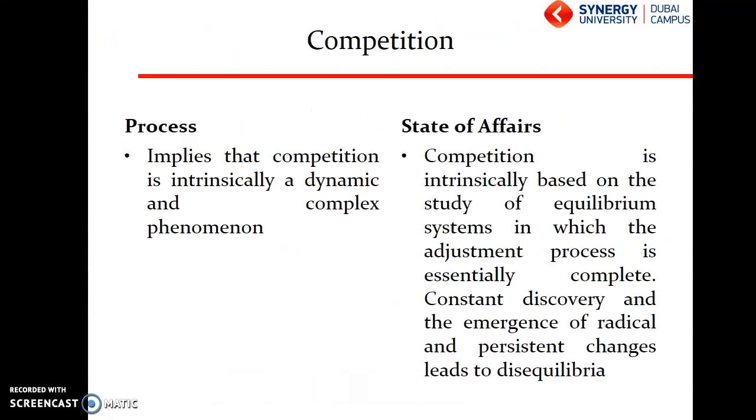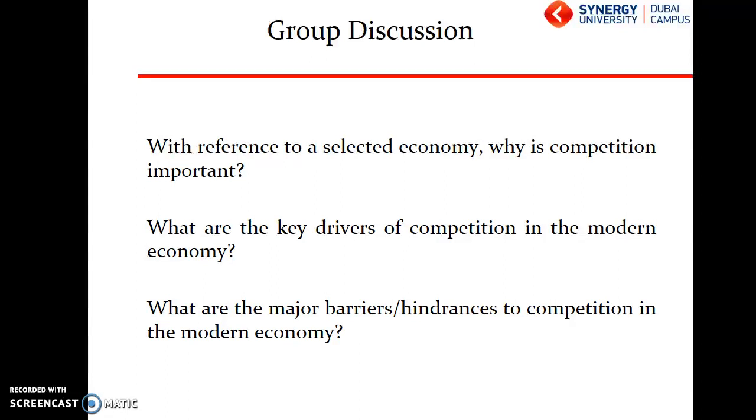So we agreed in our previous session that we will center our assignment on these 3 questions to enhance our understanding. You select an economy, and based on this economy, you indicate why competition is important. Why do we need competition in Turkmenistan? Why do we need competition in Uzbekistan or in Russia or in UAE or in Zimbabwe? What are the key drivers of competition in the modern economy? We have the issue of globalization, liberalization, and international trade. And what are the major barriers or hindrances to competition in the modern economy with reference to selected countries?